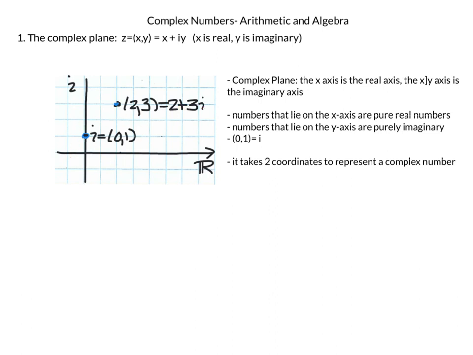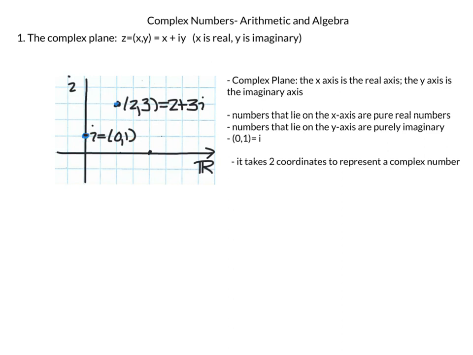Another thing to note then, i is represented by (0, 1), since there's no real component. And I have these few notes over here that x is the real axis, and the y-axis represents the imaginary axis. So numbers that lie on the x-axis, such as 0 over here, are purely real. There's no imaginary component. Numbers that lie on the y-axis are purely imaginary, such as this point here, (0, 1), which represents i.